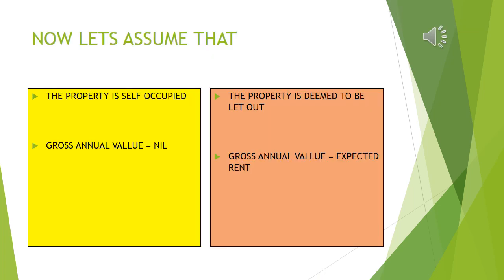Now let's assume that if the property is self-occupied, in this case gross annual value is equal to nil. And let's assume that if the property is deemed to be let out, then in this case gross annual value is equal to expected rent.